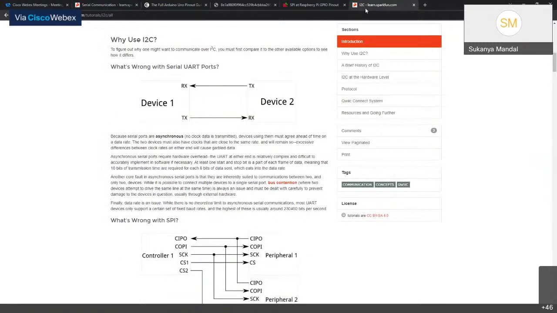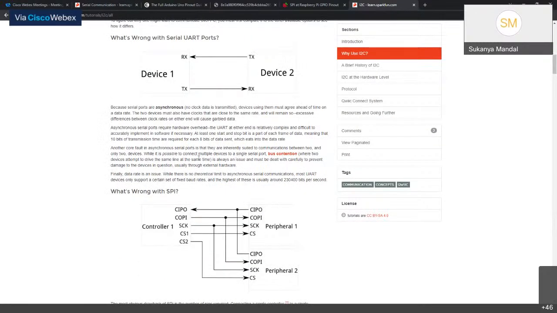Now, asynchronous serial ports basically require hardware overhead. The UART at either end is relatively complex and difficult to accurately implement in software if necessary. At least one start and stop bit is a part of each frame of data, which means that basically 10 bits of transmission are required for each 8 bits of data sent, which affects the data rate.